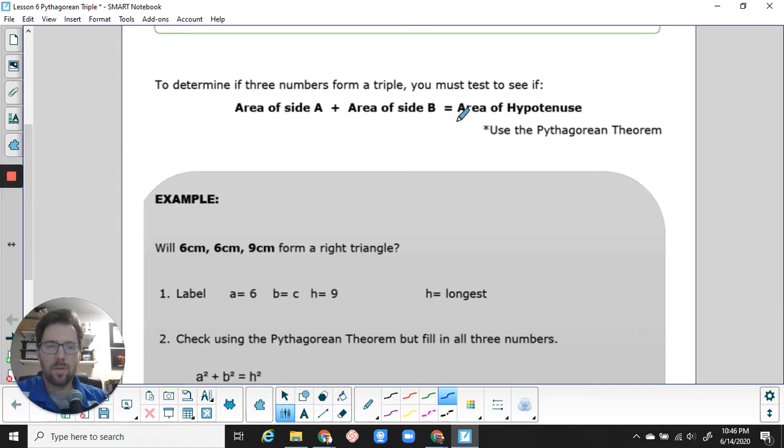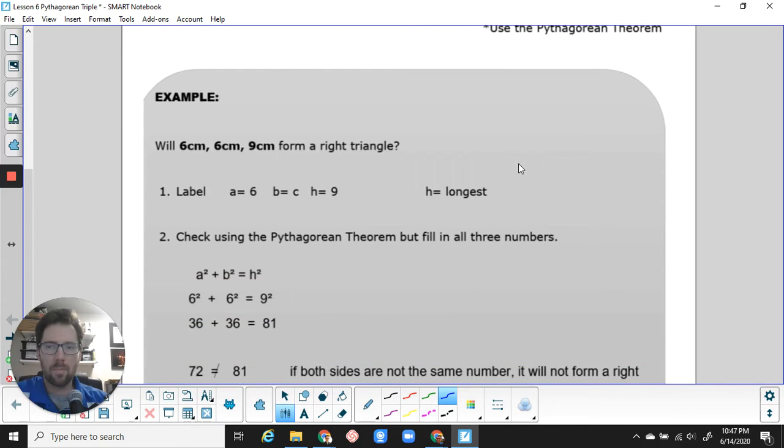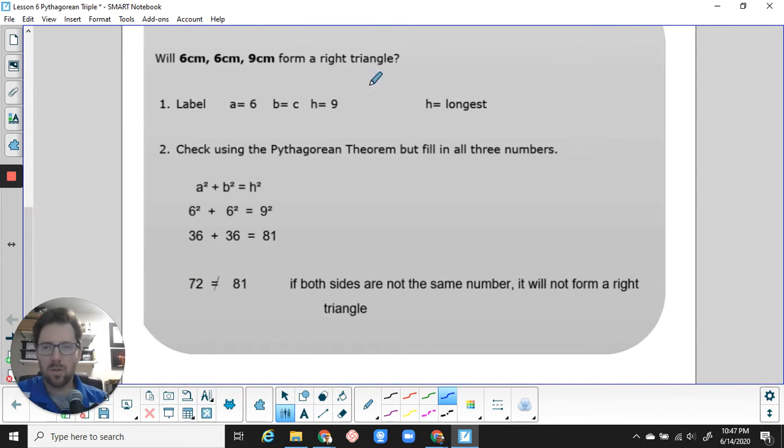To determine if numbers are a triple, you've got to test: is the area of side A and the area of side B equal to the area of the hypotenuse? So if we have these three, 6, 6, and 9, is that going to form a right triangle if you had those three measurements? So we can label them. We know that H is going to be the longest one, so we're going to take 9 and put it into H. We're going to say A is 6, B is 6, and then H is 9.